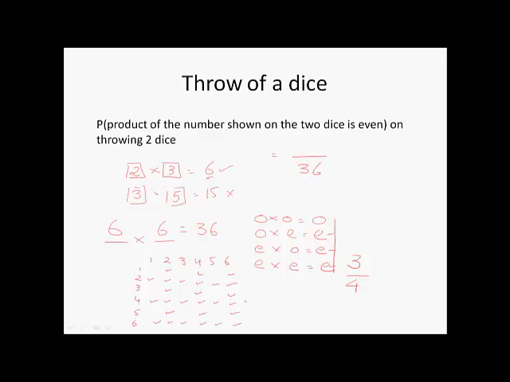So if I simply calculate or count these numbers 1, 2, 3, up to 27, that means 27 of the outcomes out of a total possibility of 36 are even, and 27 divided by 36 when reduced again gives me the answer 3 by 4. So the probability that the product of the number shown on the two dice is even on throwing the two dice is simply 3 by 4 or 75%.